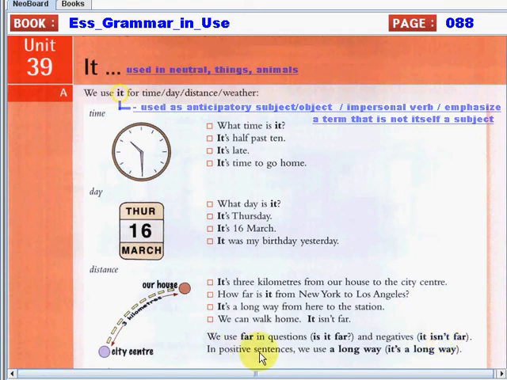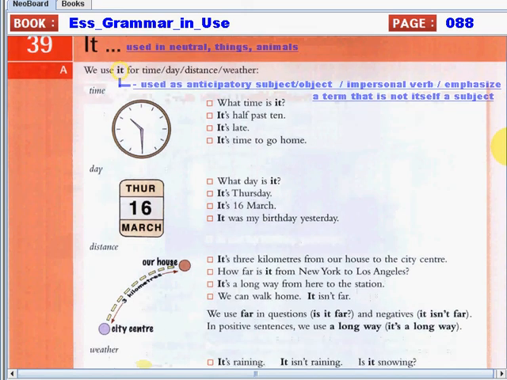So in positive sentences, we use "a long way," or "it's a long way." Again, in positive sentences, we use "a long way," "it's a long way." In negative sentences, we use "isn't," or "it isn't far." And if we are making a question, we should use "far."